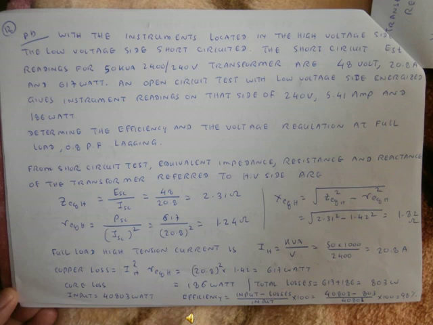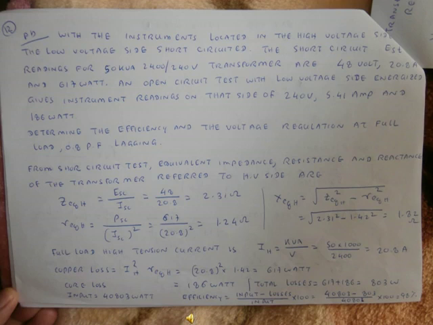So this is the short circuit test voltage divided by short circuit test current. So that way, there will be 48 divided by 20.8, so you got 2.31 ohm. Also, the equivalent resistance referred to the high voltage side: R equivalent H is equal to PSC divided by ISC the whole square. So that will be 617 divided by 20.8 the whole square. You got 1.24 ohm.